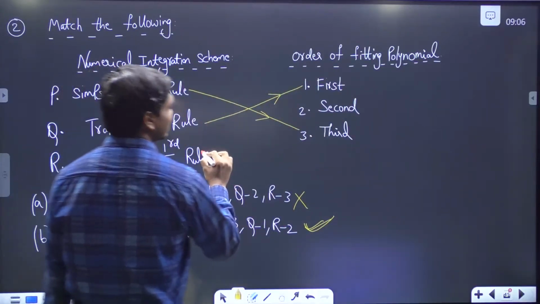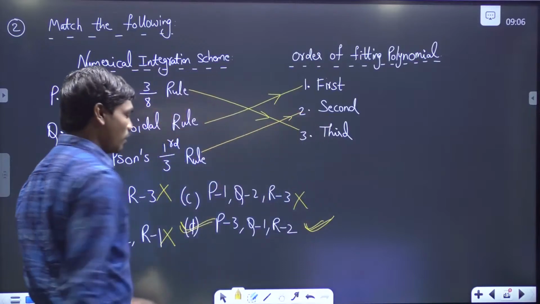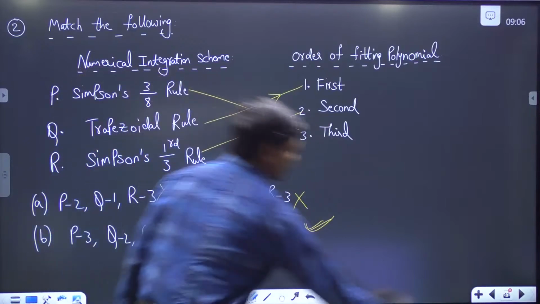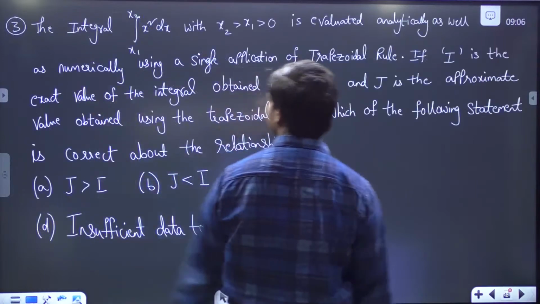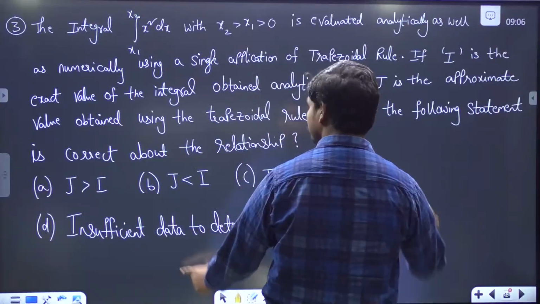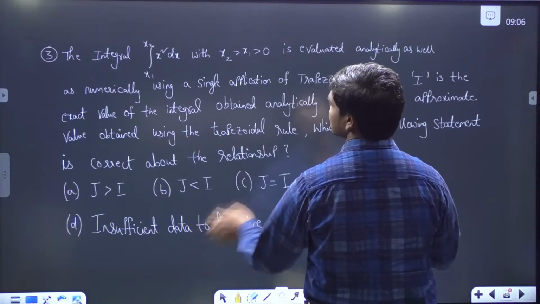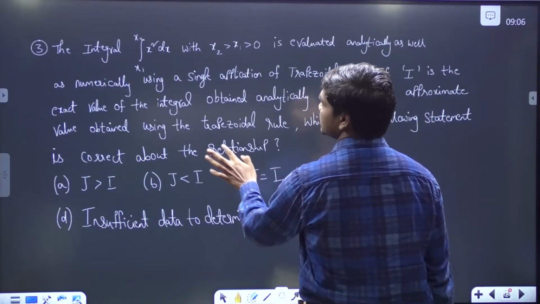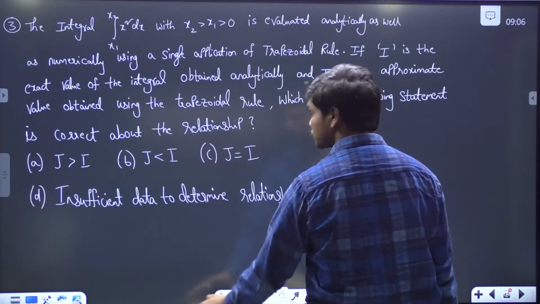Your actual answer is that Simpson's 1/3 is a second degree fitting polynomial. These are the answers. So we'll go for the next question quickly. See this question. It's a very lengthy question, I think, but its answer is simple. So please try to solve this question and tell me the answer, all of you.